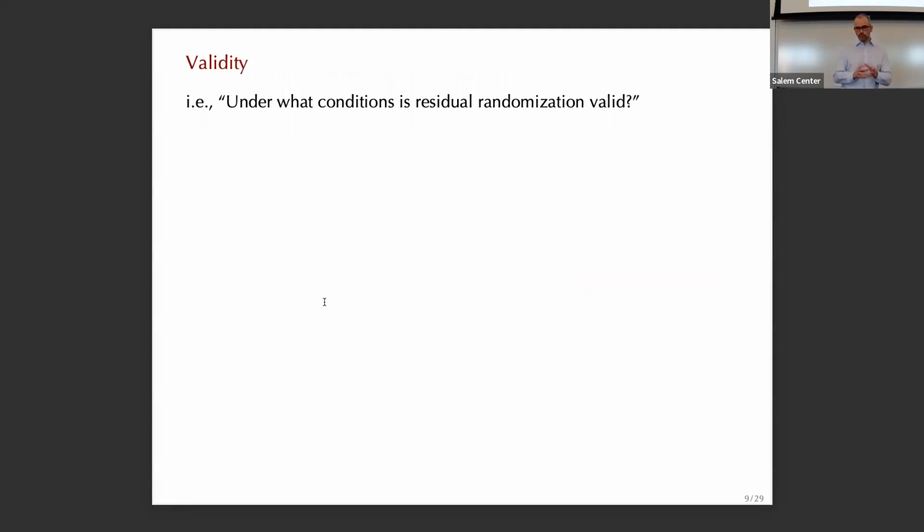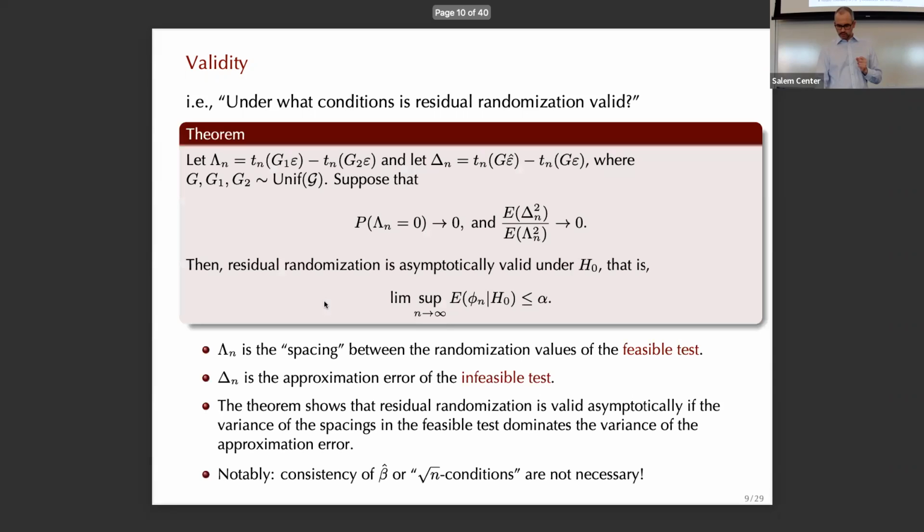So what about the question of validity? Because I'm using approximate errors, I know that this residual randomization is not finite sample valid, but it's going to be valid in the limit. It turns out that there's a very simple condition for which this randomization test is valid. And the condition is the following.